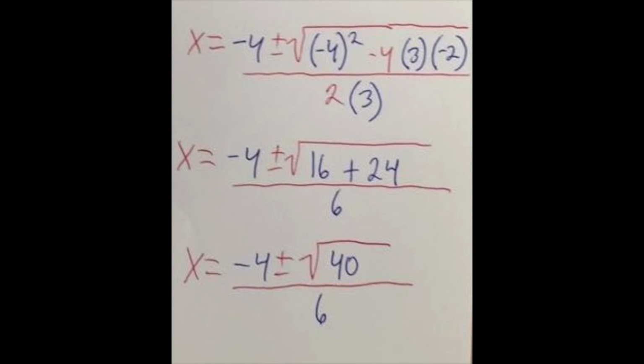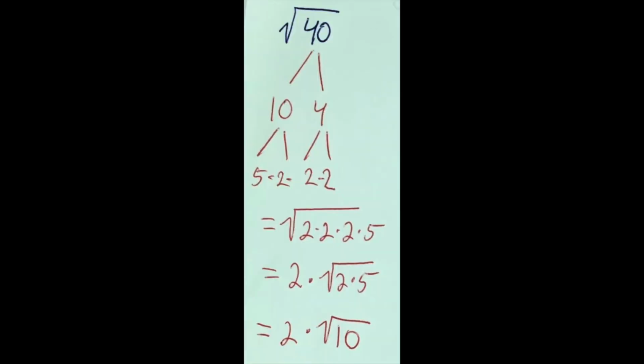Now, 4 times 3 times negative 2 equals negative 24, and then negative 4 squared equals 16, then 2 times 3 equals 6, so you'd find negative 4 plus or minus square root 16 plus 24 over 6, and that's your second part. And then you add those two together, you get 40, so you do negative 4 plus or minus square root 40 over 6. Now you would take the square root of 40 and simplify it, and you would get 2 times the square root of 10.